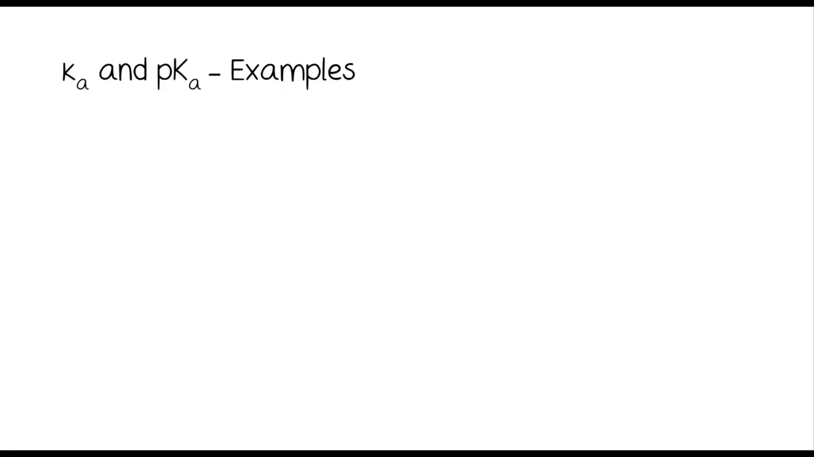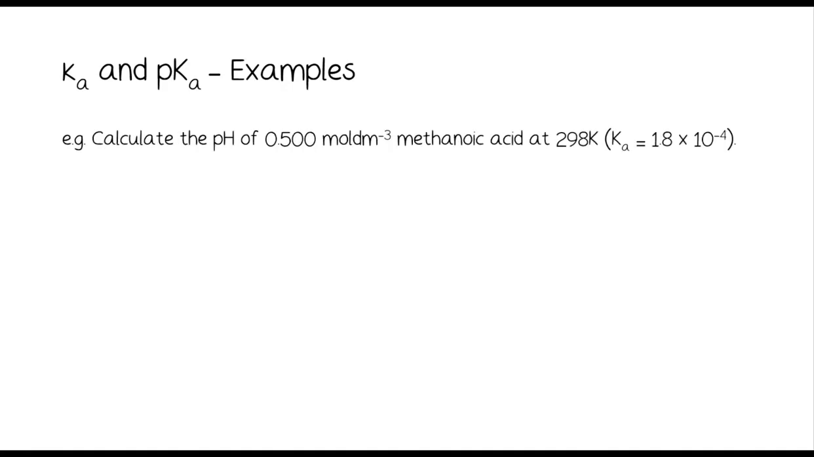Okay, so here are some examples for you to try. Calculate the pH of a 0.5 mole per decimeter cubed methanoic acid solution at 298 Kelvin, and they've told you Ka is 1.8 times 10 to the minus 4. Give that a try and then press play to see the solution.